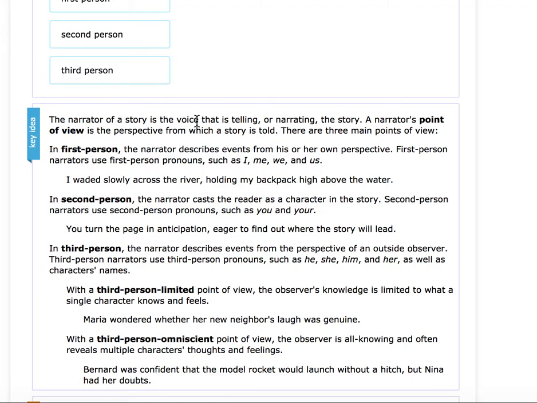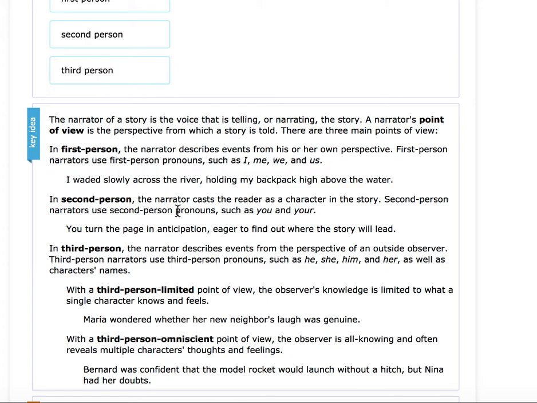First person, where the narrator describes events from his or her own perspective. First-person narrators use first-person pronouns such as I, me, and us. So I'm looking, is the narrator telling me I, me, us, we? I waded slowly across the river holding my backpack high above the water. That I right there clues me in that it's first person.